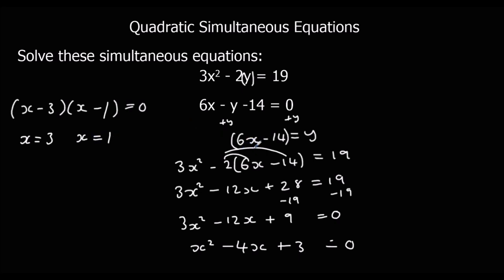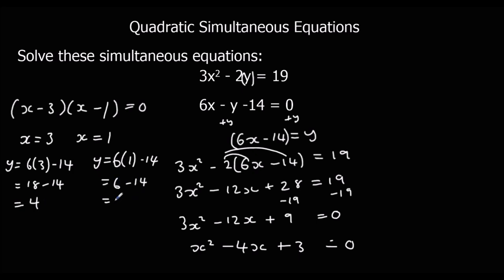Now to find the y values, I'm going to substitute them in to here. So y is 6 times 3 minus 14, or y is equal to 6 times 1 minus 14. So 18 minus 14 is 4, and 6 minus 14 is minus 8. So we've got 3 and 4, and 1 and minus 8.